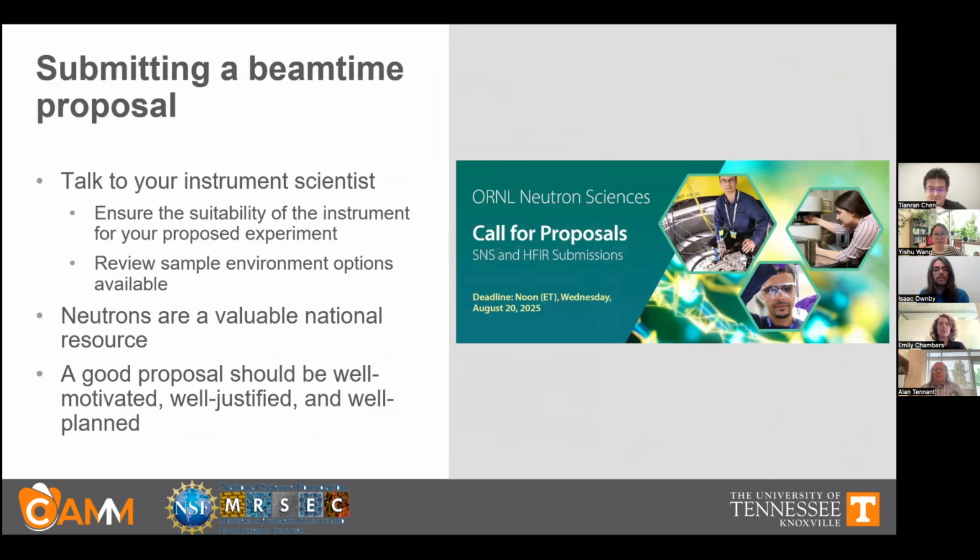Once you understand your science problem, you definitely want to get in touch with the instrument scientist that you're proposing to work with, so that you can ensure the suitability of the instrument for your proposed experiment, and also review any sample environment options available, such as if you need a magnetic field or low temperature, high pressure, and the like. The instrument scientist is your best resource in ensuring that your proposal will be set up for success. Because as I mentioned before, neutrons are a valuable national resource, so they're not taken lightly when the proposals are being reviewed. Overall, a good proposal should be well motivated, well justified, and also well planned.